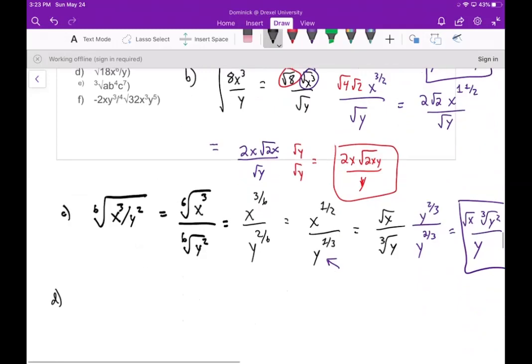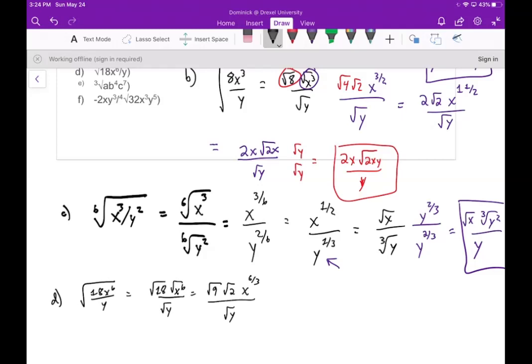we have a square root of 18x to the 6th over y. So we can simplify everything and we get a square root of 18, square root of x to the 6, over a square root of y. So 18 we're going to write as square root of 9 times square root of 2. Square root of x to the 6 we'll write as x to the 6 over 3. And we're just going to leave square root of y alone for a second.